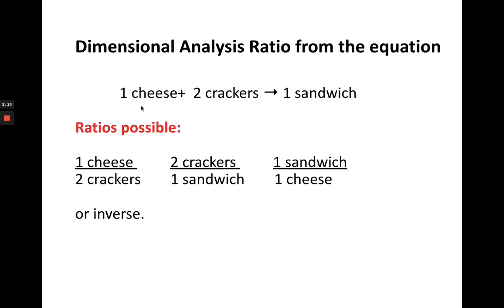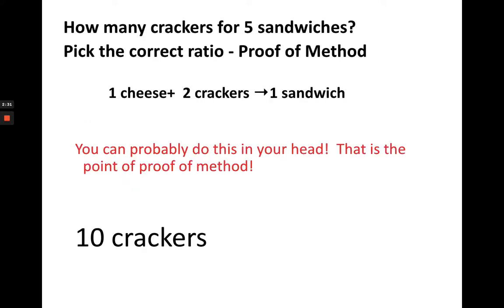So there are a lot of ratios between the cheese, the crackers, and the sandwich. For example, one slice of cheese for every two crackers to make the sandwich, or two crackers for one sandwich, or one sandwich, you need one slice of cheese. And you can also have the inverse of this when you're doing the dimensional analysis. So we're going to do a proof of method. And so if you're like, oh, okay, I've got my recipe for making one sandwich, but I'm really hungry. I want 5 sandwiches. So how many crackers would I need to get out for 5 sandwiches?